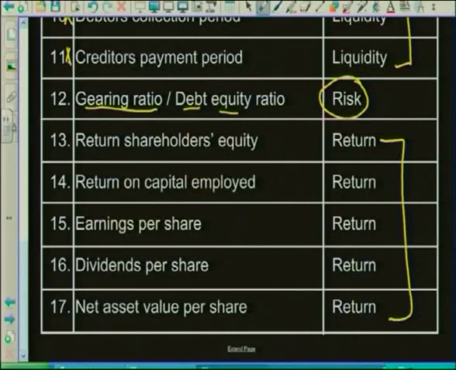Right, the next set of ratios falls under the category return. We're looking at your return on shareholders' equity, return on capital employed, earnings per share, a very, very important ratio, dividends per share, just as important, and then the net asset value per share. Net asset value per share, in other words, what your shares are currently worth. Right, so in total, 17 ratios that you need to learn. You need to know the formula. You need to know exactly how to calculate these ratios.